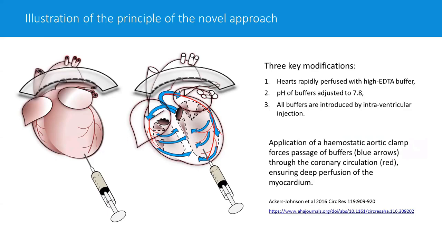Beyond the innovations in the methodology itself, in other words, in the principle of the isolation, we've also realized that we need to introduce three other key modifications. The first one is that the hearts also rapidly get perfused with a high EDTA buffer. And really the reasoning behind this is to drop calcium straight away whilst the heart is still in the chest of a mouse, because we know that calcium overload can cause cardiomyocyte death. Another thing that we were a little bit surprised about, but data indicated, is that the pH of buffers needs to be adjusted to 7.8, and this ensures higher cell survival.